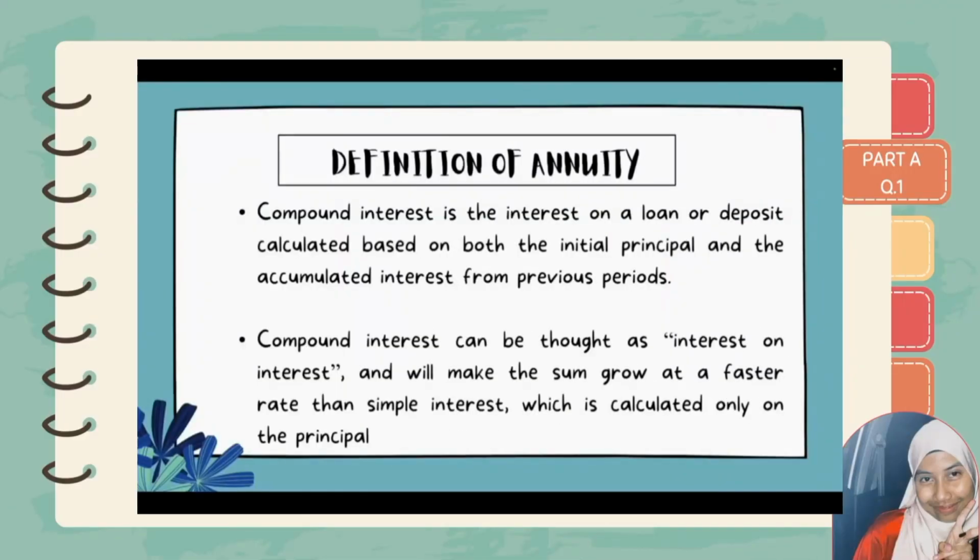Today we are going to discuss the MAT 112 group project, and our group will discuss annuity and trade and cash discount.